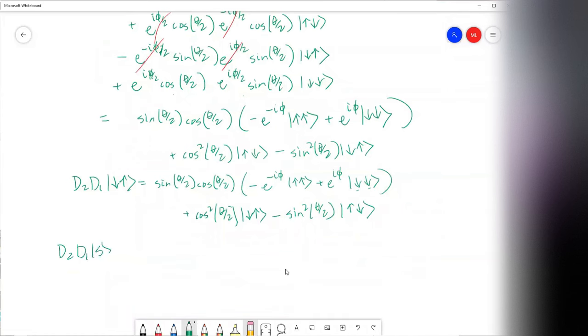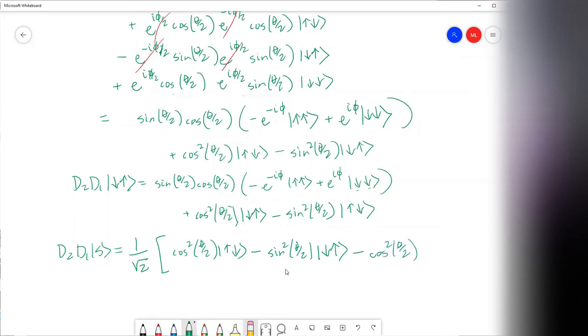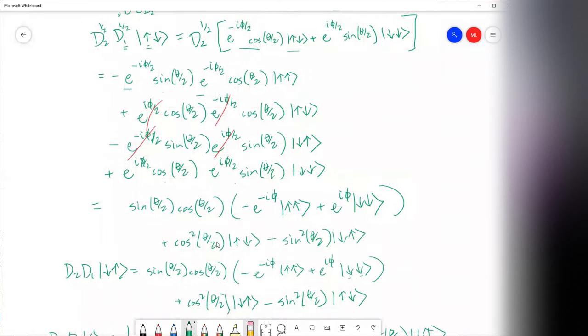So D2, D1 acting on the singlet state is going to be 1 over square root of 2. And then we just combine these two terms. There's cosine squared theta over 2 up, down, minus sine squared theta over 2 down, up. And then you subtract off this guy, cosine squared theta over 2 down, up. And then you add sine squared theta over 2 up, down. And the up, up and down, down pieces cancel, right? Because they're the same for these two guys. We're subtracting them off.